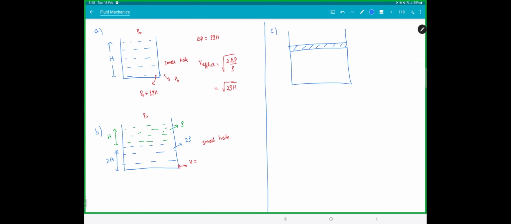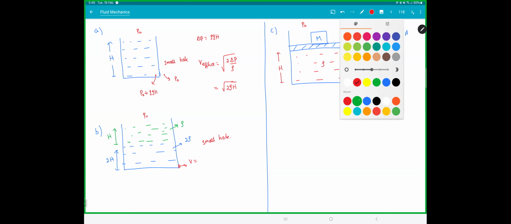Suppose we have a piston here. We have a block M. This is a piston of area A, filled with liquid here. This is rho. This is H. Outside is P naught, and we have a hole here. Find the velocity of efflux. Now you can't use that formula root 2gH directly because it was derived under the assumption that P naught is on the top. It is not.